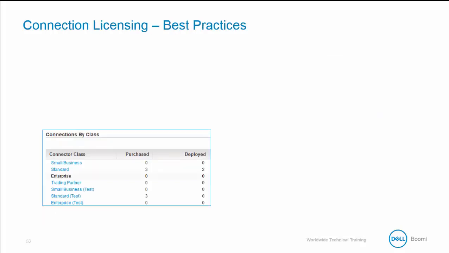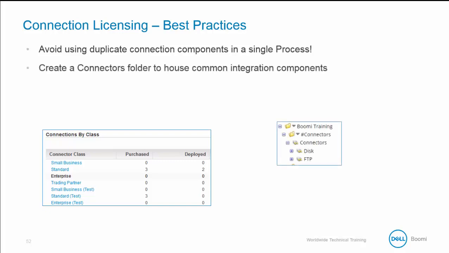Now, to prevent running out of licenses when trying to deploy your new process in your account, you should avoid using duplicate components in a single process. Even though they may contain the same login, they're still going to eat up your license count. Create a connections folder to house common integration components. Reuse components throughout all of your integration projects.